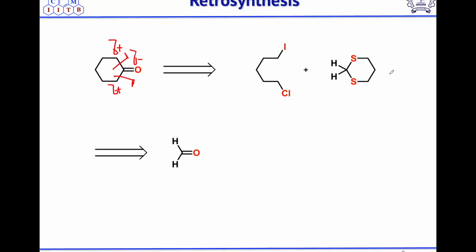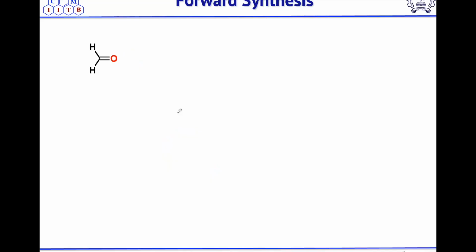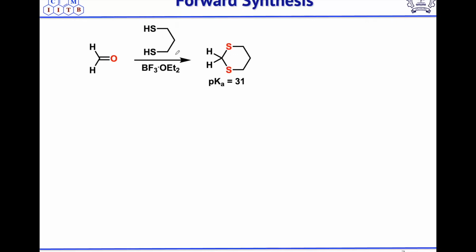How can we generate this 1,3-dithiane derivative? We can derive it from the corresponding formaldehyde, which is commercially available. In the forward synthesis, we take the formaldehyde, and to generate the umpolung derivative we need the six-membered ring with sulfur and sulfur. If we treat this compound with 1,3-propanedithiol and a Lewis acid, we can easily get the protected aldehyde. So protection of the formaldehyde with 1,3-dithiol gives this compound.